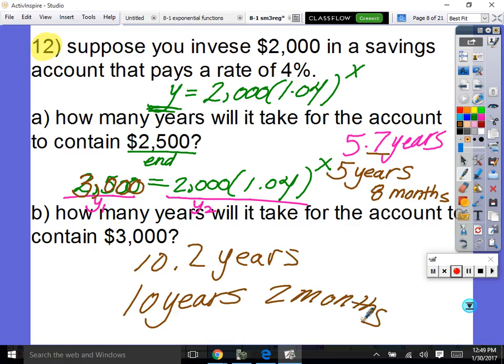It just happened to be that way. Does everybody understand what we did there? Were you all able to get that? 10.2. Okay. So we could get down to minutes, we could get down to days, we could get down to seconds.